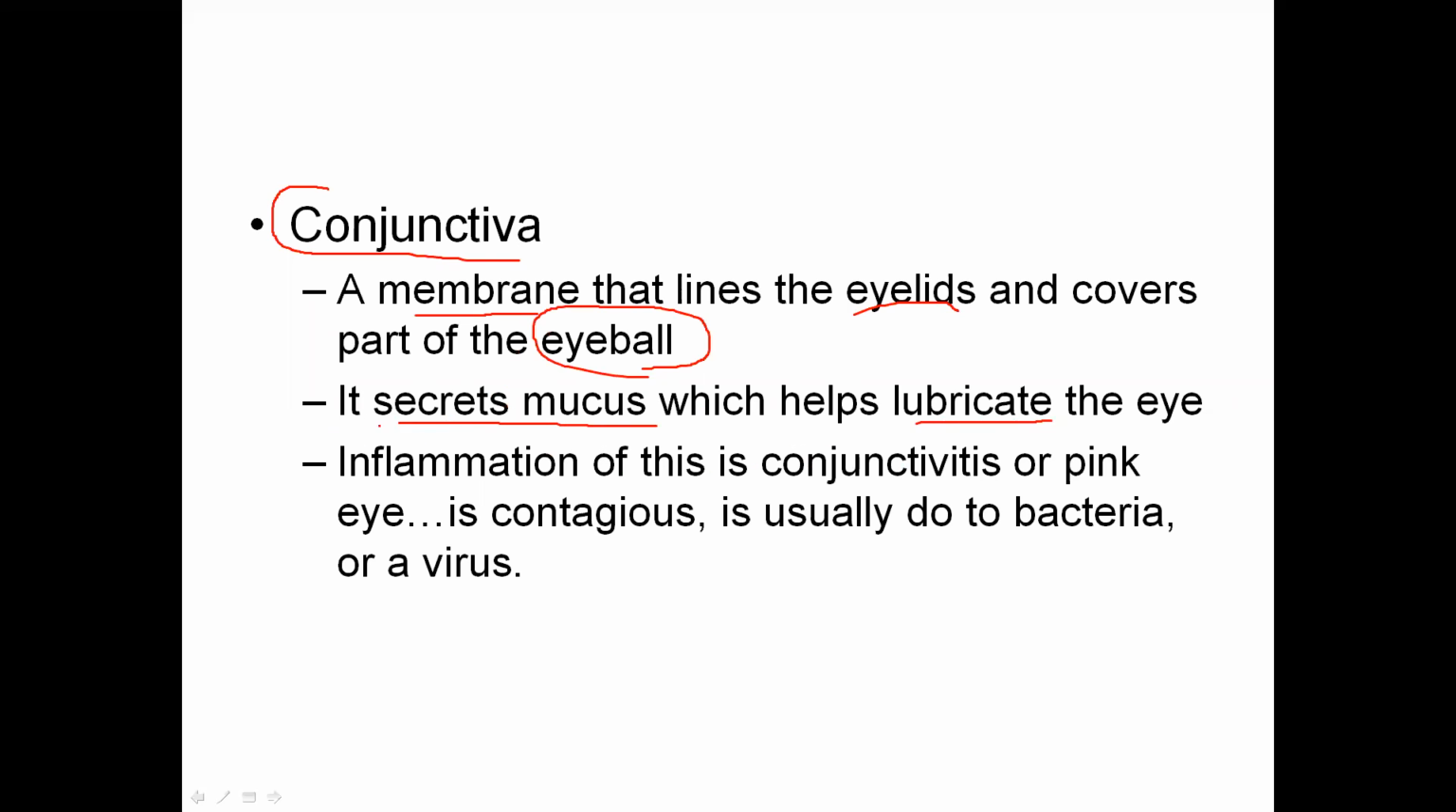Inflammation of this is known as pink eye. In fancy words, it's called conjunctivitis. So anytime you have the word itis attached to something, that means inflammation of. So inflammation of the conjunctiva, and in lay terms, we say pink eye.